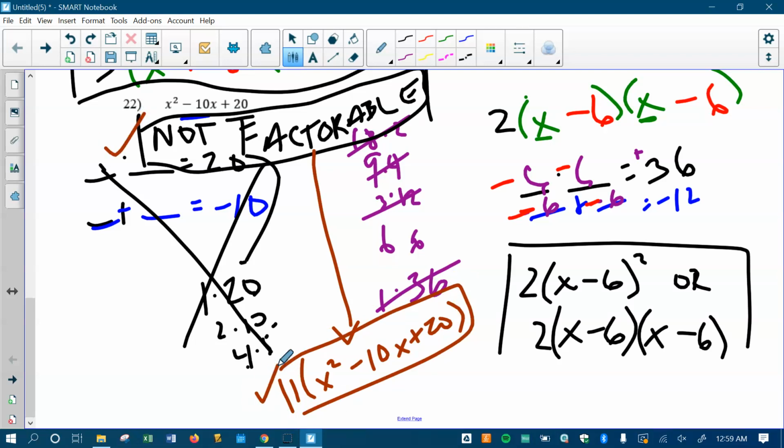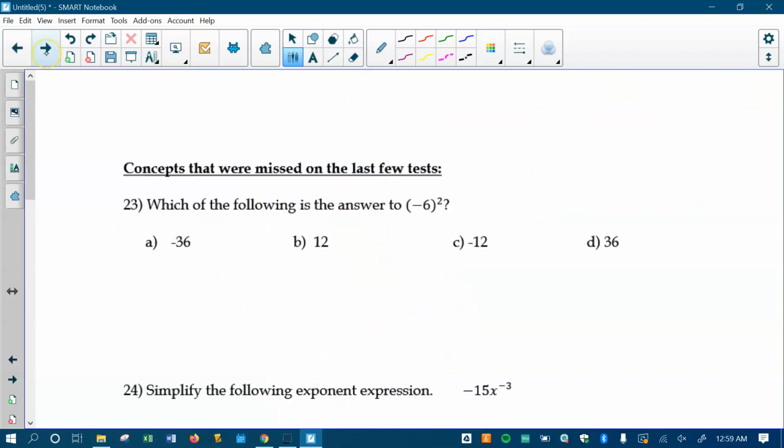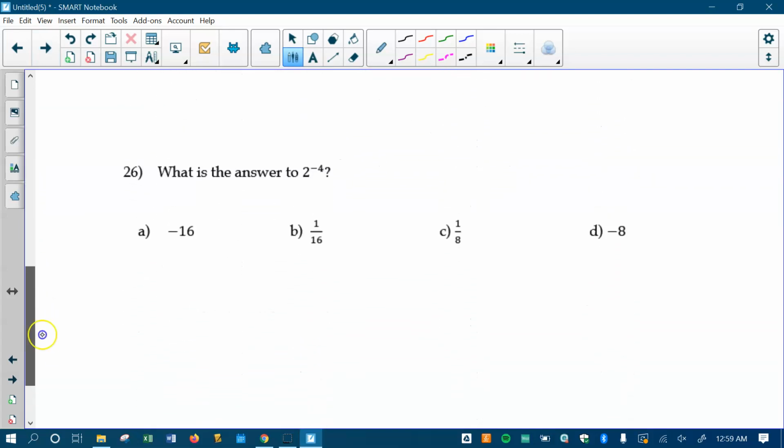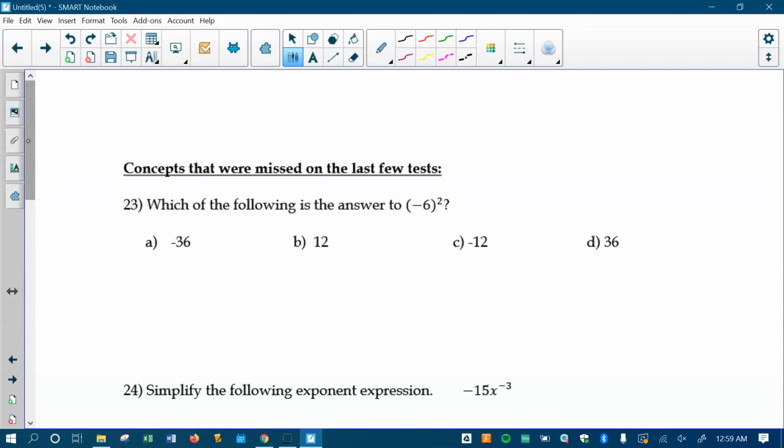And now let's go on to the next page, 23 through the rest. So these were common mistakes that were missed on the last test, and I want to make sure we're clear on these because they're going to be on the next test, so let's just do it. Negative 6 squared. Well, in my class, we made a big point of this, and I hope you did in yours too.